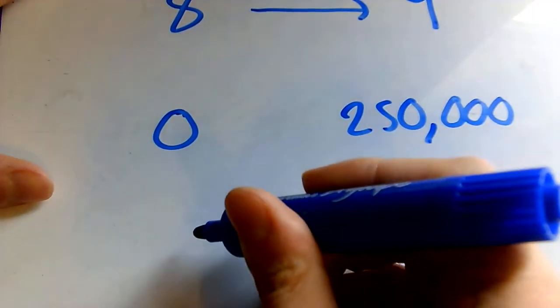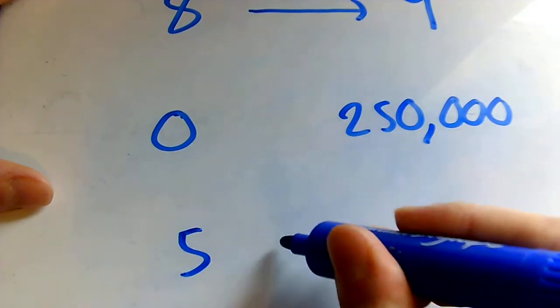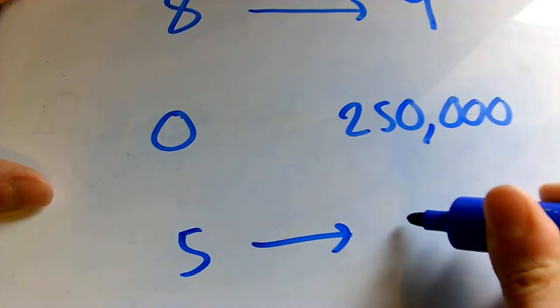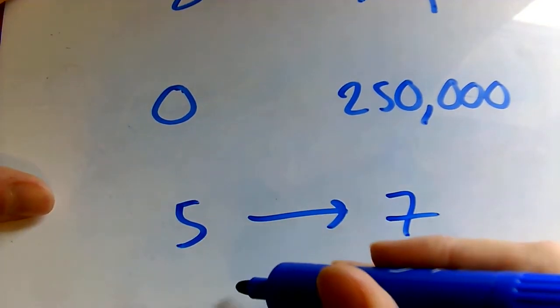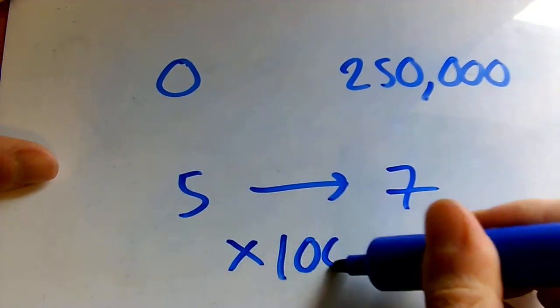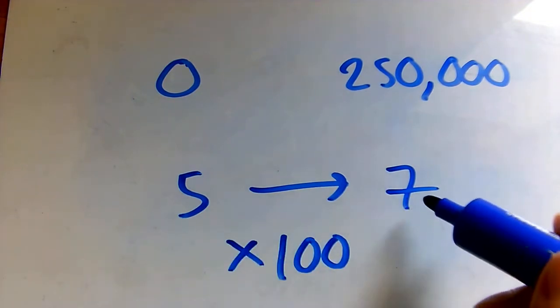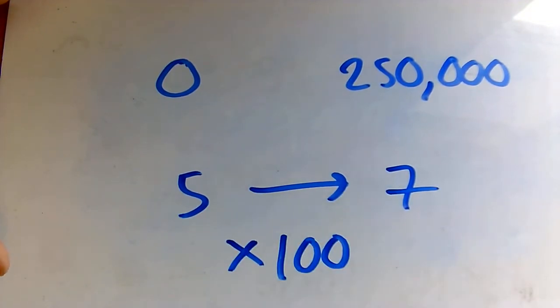If you were going to go from a magnitude 5 earthquake up to a magnitude 7 earthquake, that's 2 extra powers of 10. That means you would have multiplied by 100. A magnitude 7 earthquake is 100 times bigger than a magnitude 5. So these get pretty big pretty quickly.